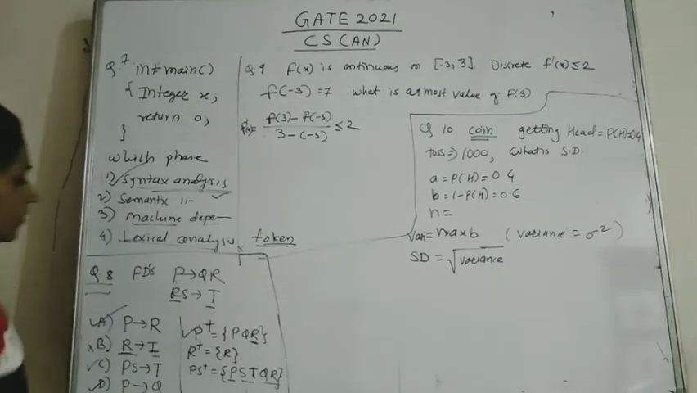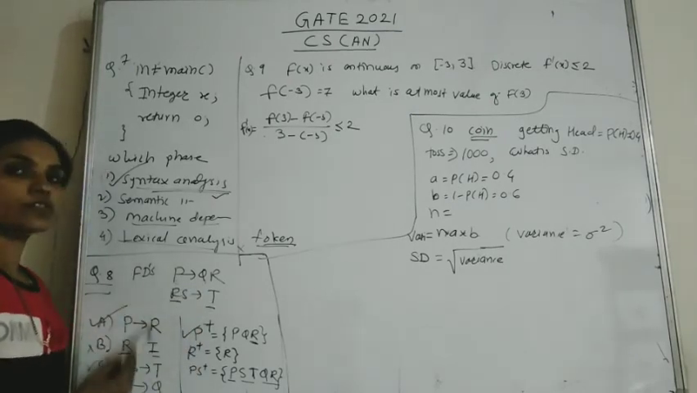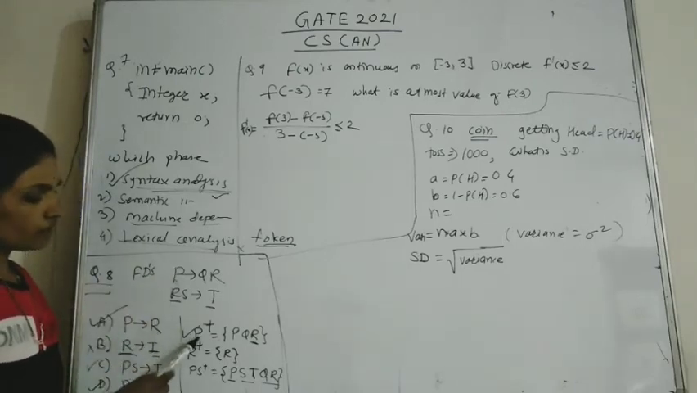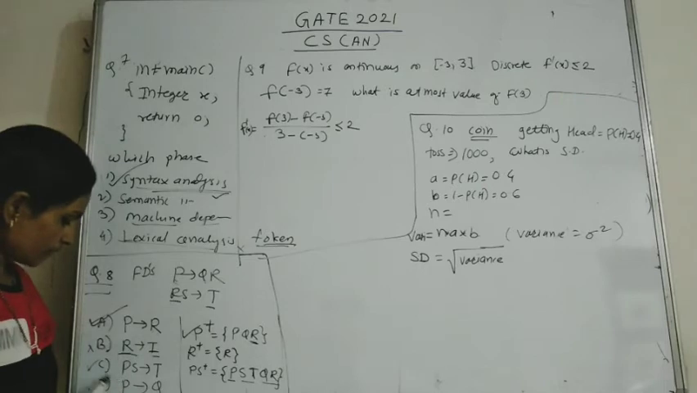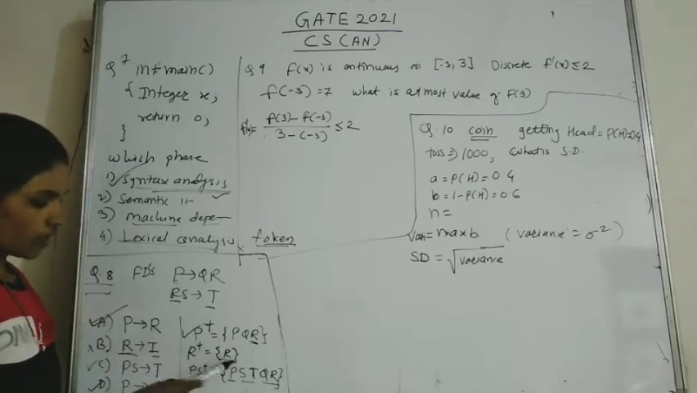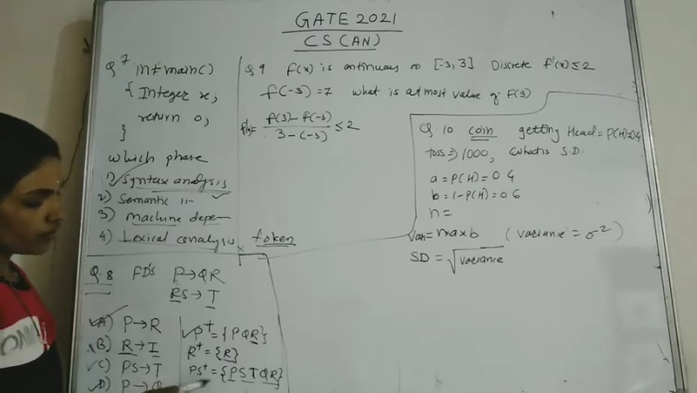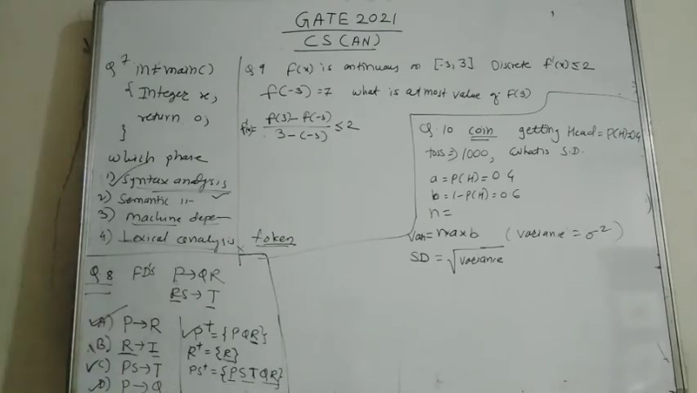The next question, the functional dependency given P implies QR and RS implies T. So which are the functional dependencies inferred from these two FDs? P implies R, we find the P closure as PQR. So this is the implied FD. Then R implies T, R closure is only R, so it is not implied. PS implies T, PS closure includes PQRST. So this is also an implied FD, and P implies Q is also inferred from this. So this is the MSQ question.